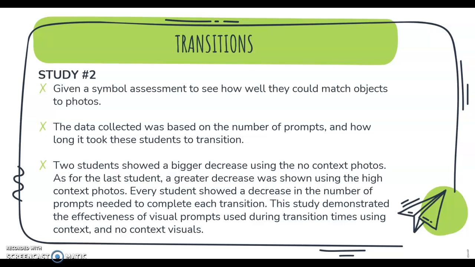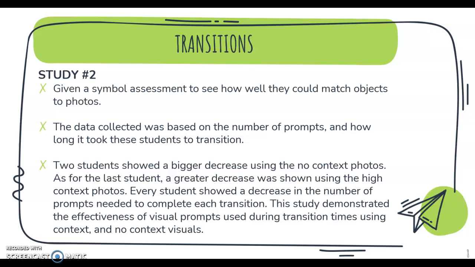The first type were high context photos, and this means that each photo had one of the toys set at its place. And the second type of photos were no context photos, and this meant that each photo contained the toys without a background. Each background was plain white behind the toys. After the baseline phase, 15 sessions were held with each student, beginning 15 feet away from the designated tables, and the students were prompted that it was time to play and that a specific toy was to be chosen without the visuals. The data collected was based on the number of prompts and how long it took these students to transition.